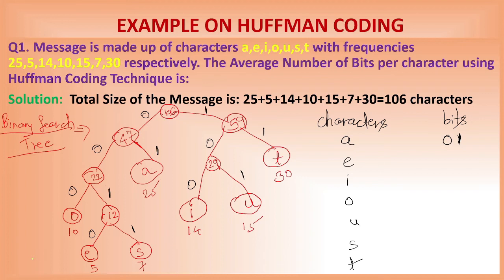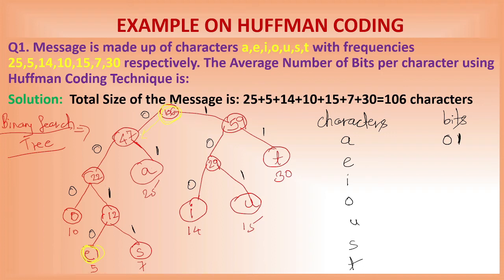Similarly, we have to find the bits for character E now. So where is the letter E? You can see letter E is over here. So to come to E from the root, see the path which is followed, and on that path, check every edge and its label. We have to consider each label. First, we have to come this side because E is over here.